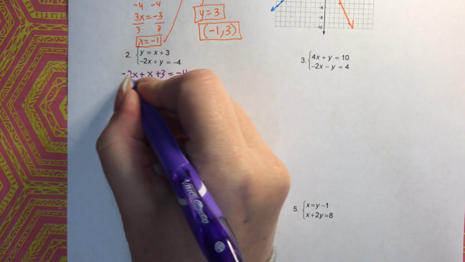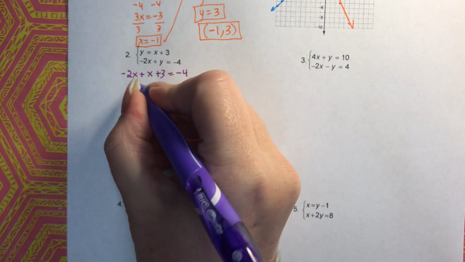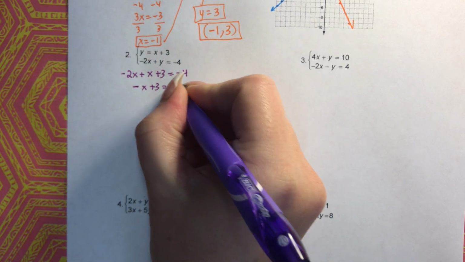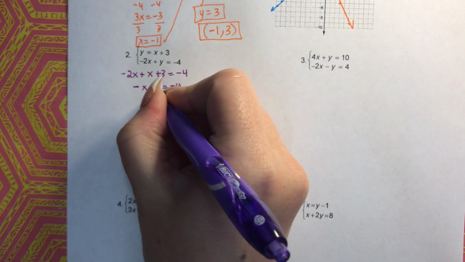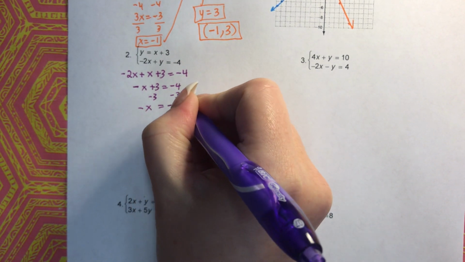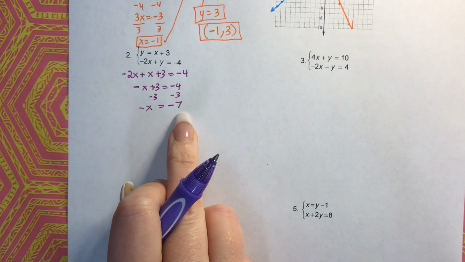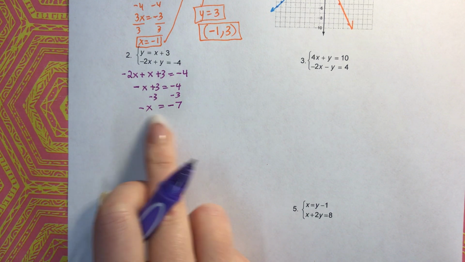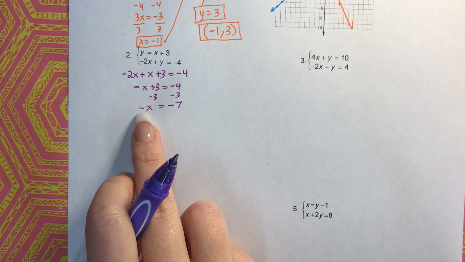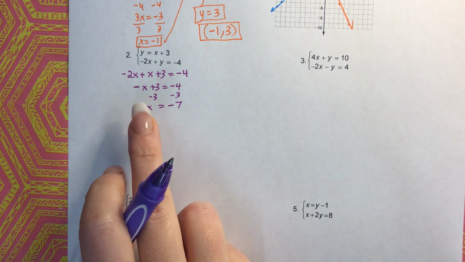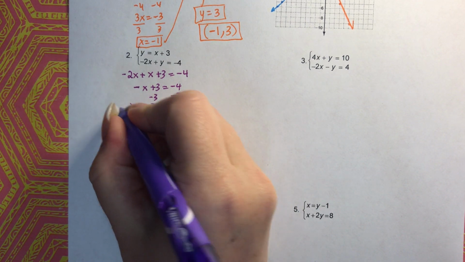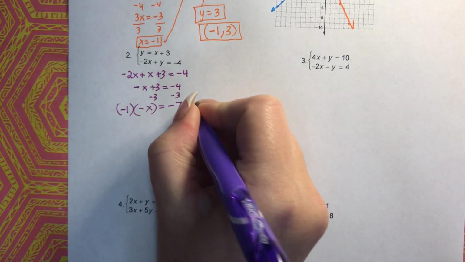Okay, then we simplify. Negative 2x plus x would just be negative x plus 3. And we're solving to get x by itself. Now we have negative x equals negative 7. I see this and people think this is the answer, but x is not by itself. There's this negative here, so you don't have the answer. You have to get rid of this negative, and how you get rid of it is by multiplying both sides by a negative 1.